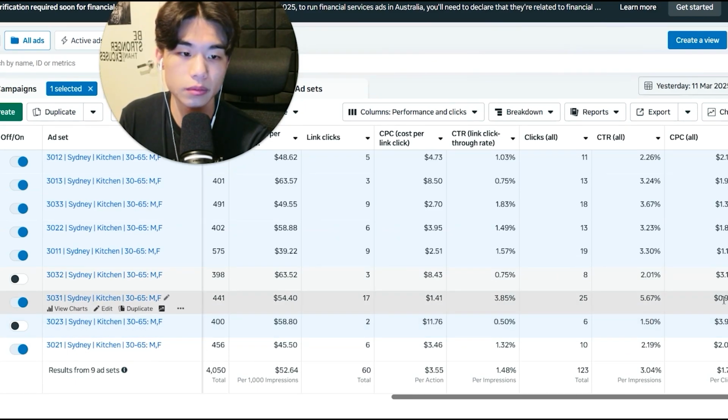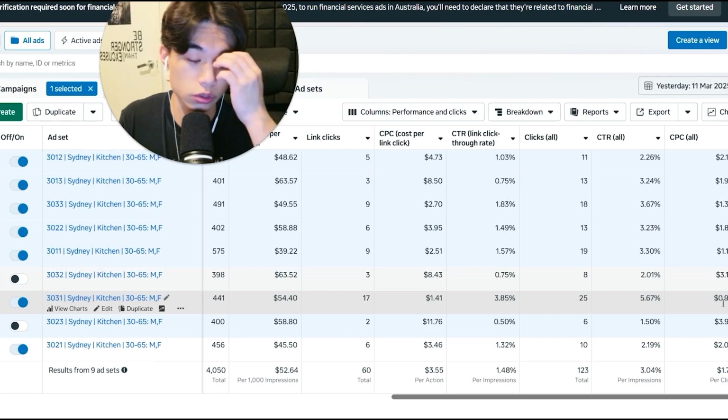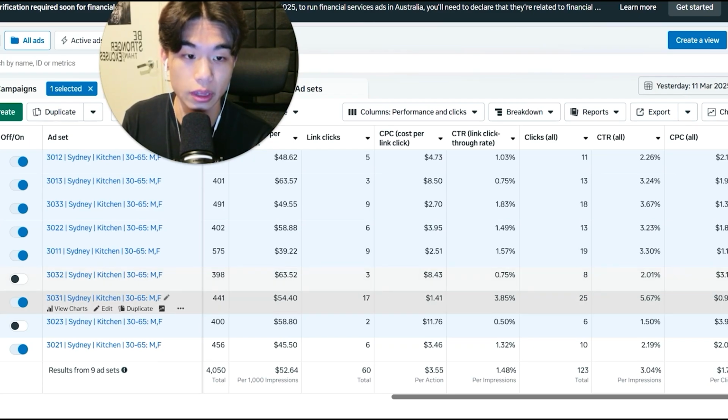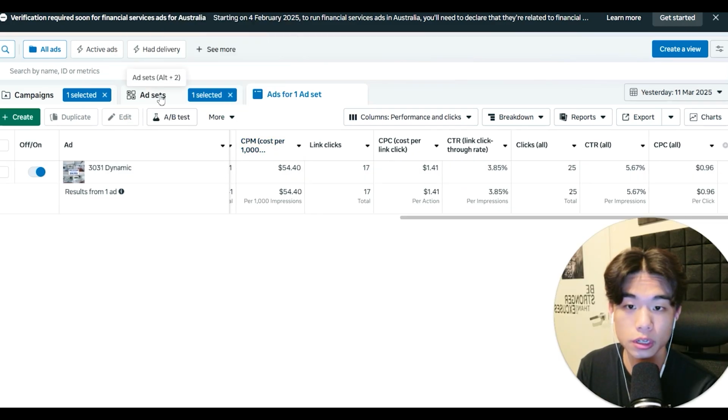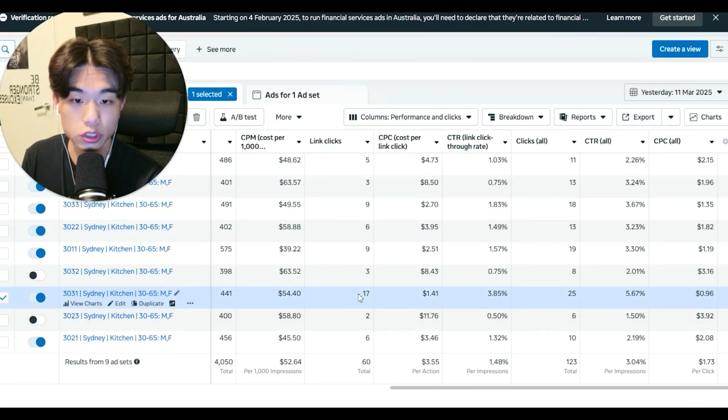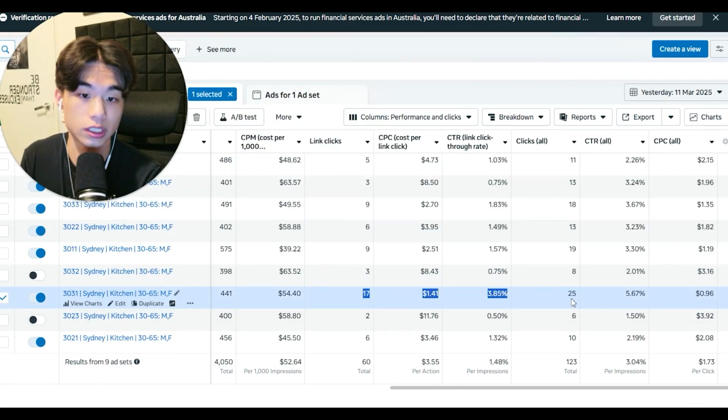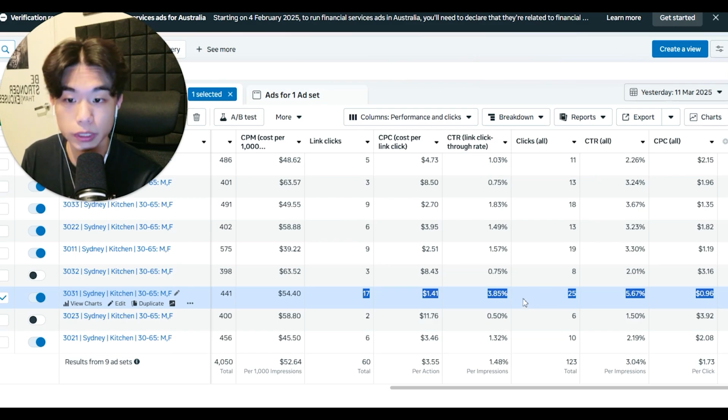So this ad in particular is surprising because it hasn't actually gotten a lead submission yet, despite it having the best cost per click and click-through rate. So I'd actually keep this on, just letting Facebook use its AI to do its thing, because we're already seeing the data over here. It's saying it's going to perform well. So all I can really say is be patient with this one.